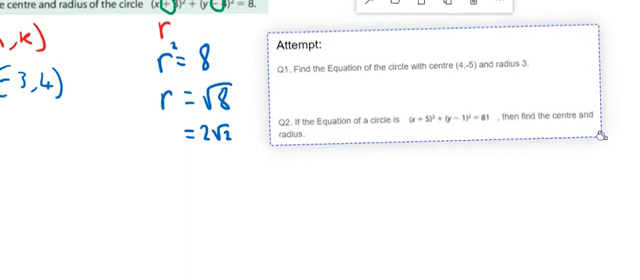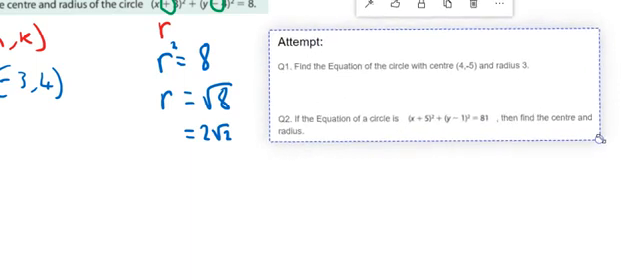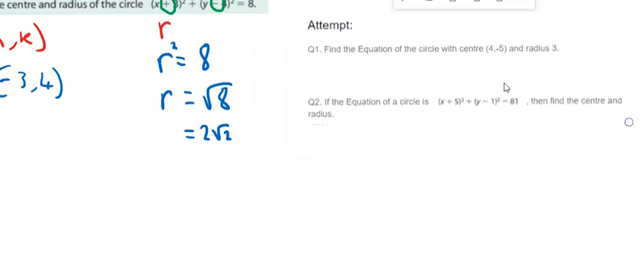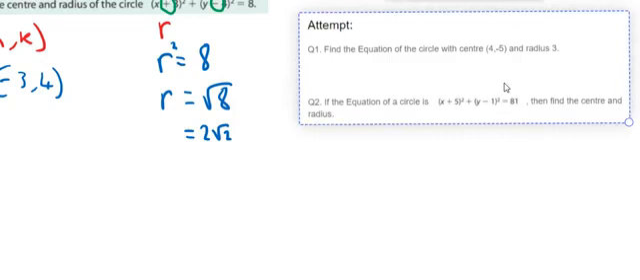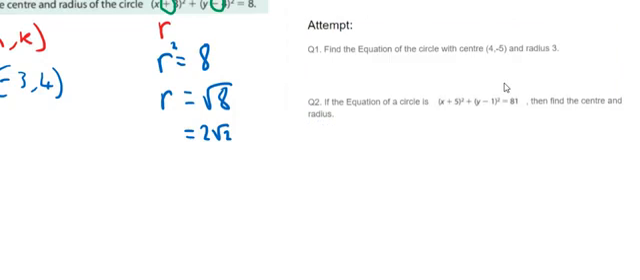So here's 2 questions. If you just want to pause the video quickly and then try them, I'll play it on and I'll go through the answer. So first one, find the equation of the circle with center 4, minus 5 and radius 3.